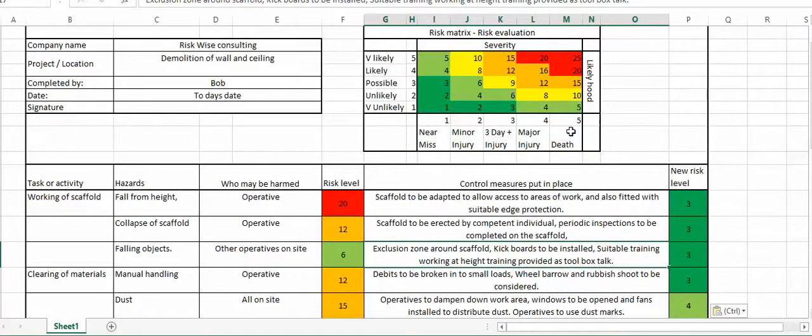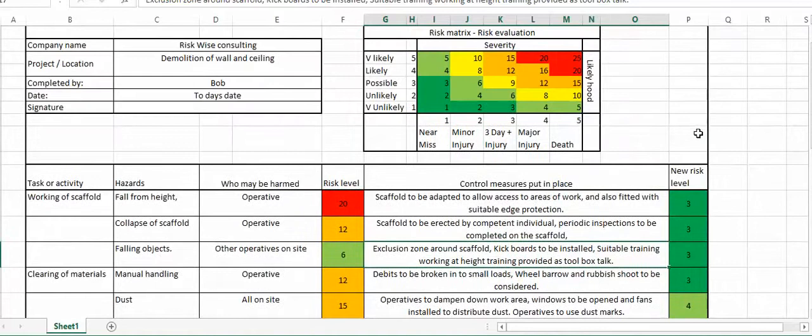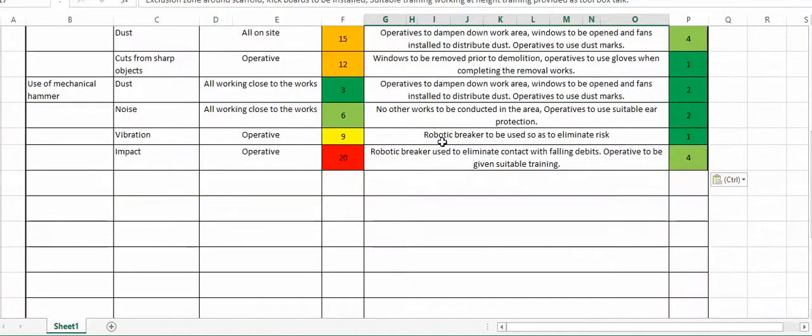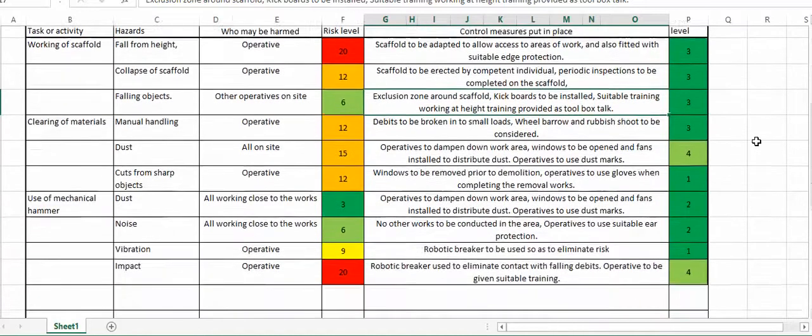It's worth remembering that often when you're looking at the severity and likelihood, it's easier to reduce the likelihood of something happening, i.e. the likelihood of a scaffold falling over. If a scaffold falls over, the severity still remains the same, and that's generally the case in most situations. The only situation where I've managed to reduce the severity is where I've helped eliminate it by using robotic breakers. So if there was a collapse, then I've reduced the severity of it because you're no longer in the area. But generally, it's the likelihood that tends to be affected.